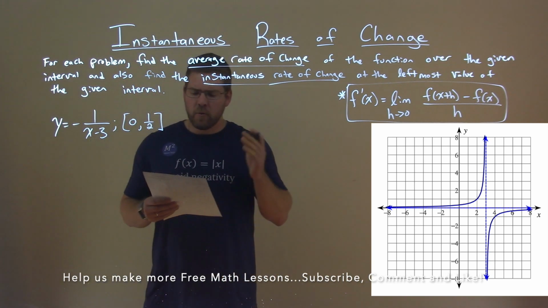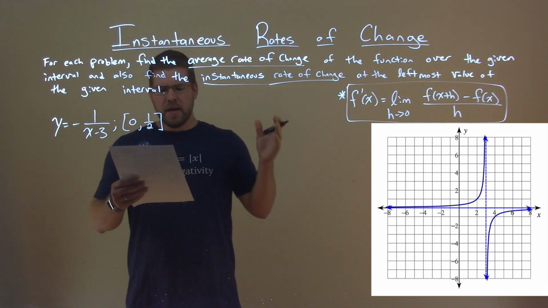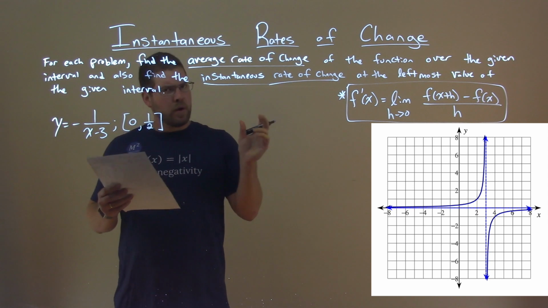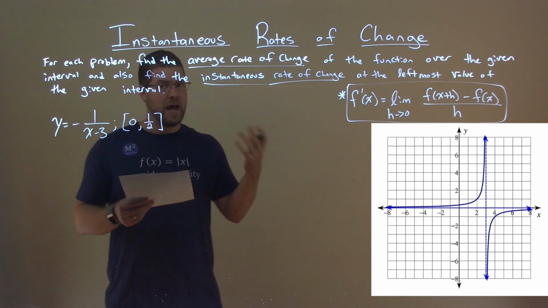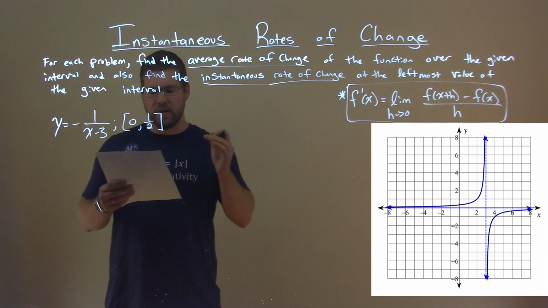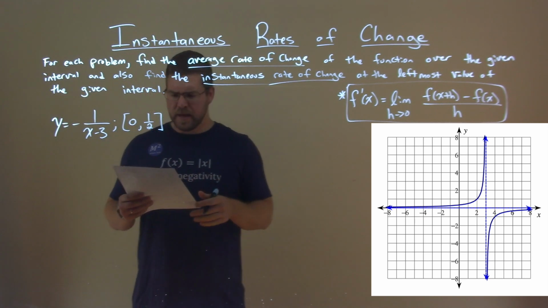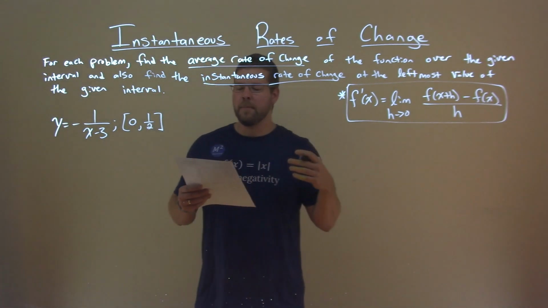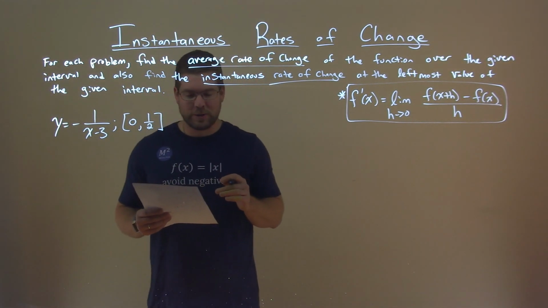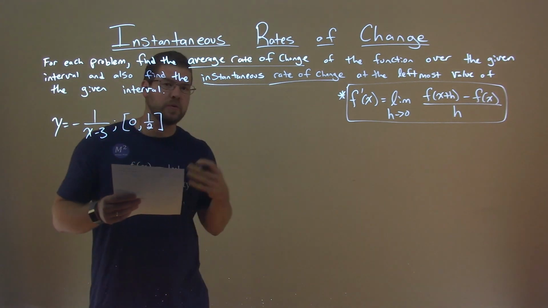Well, our graph here, we can see what it looks like, but it's kind of tricky. We're using a small interval from 0 to 1/2 to find the average rate of change, and instantaneous right there at 0. Okay? Now I'll put the graph away for the moment so we have plenty of space to work. Let's go find the average rate of change first.